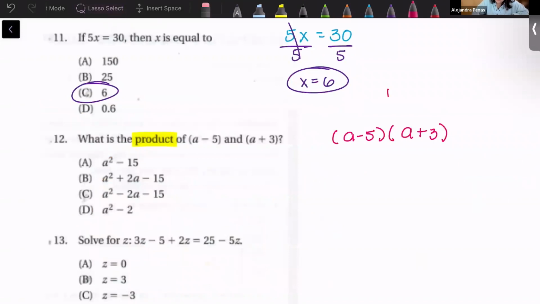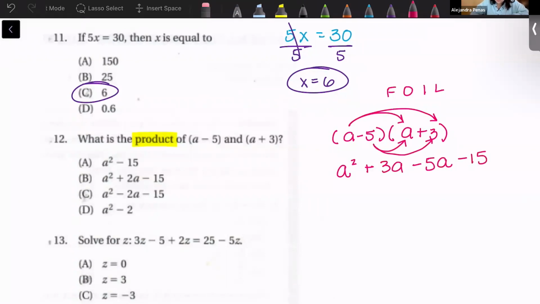So foiling just means multiply the first ones, a times a, a squared. Multiply the outer ones, a times 3 would be 3a. Multiply the inner ones, that would be negative 5a. And multiply the last ones, negative 15.